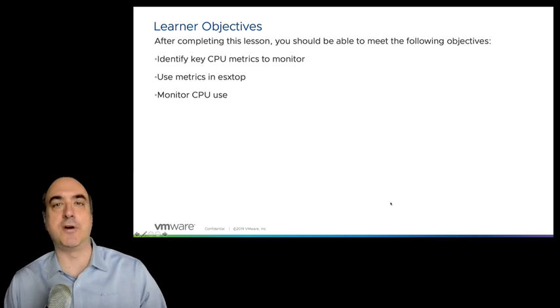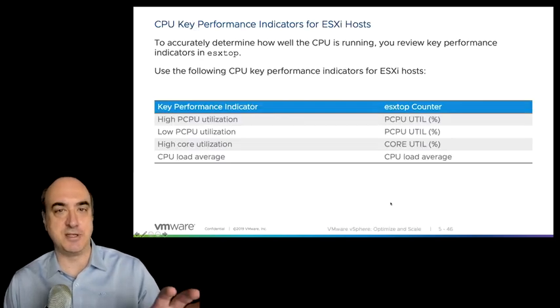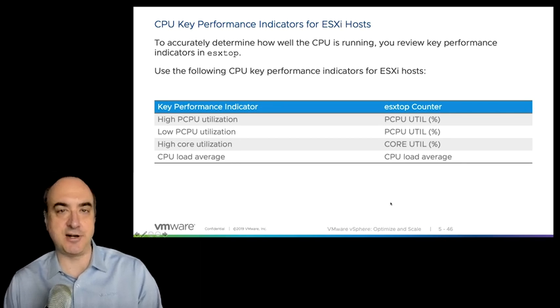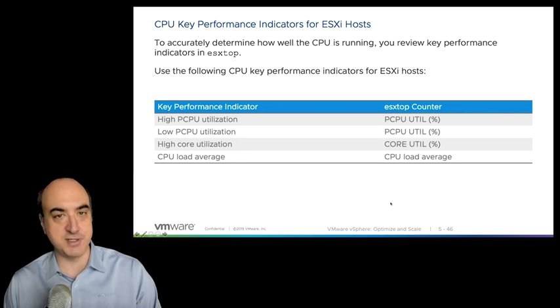Essentially, what we're here for is to understand some of those important metrics, the important columns in ESXtop to find those key performance indicators. While we can't cover every single column in every single report, we want to highlight some of those important ones and get some of the basics out of each of the different screens.